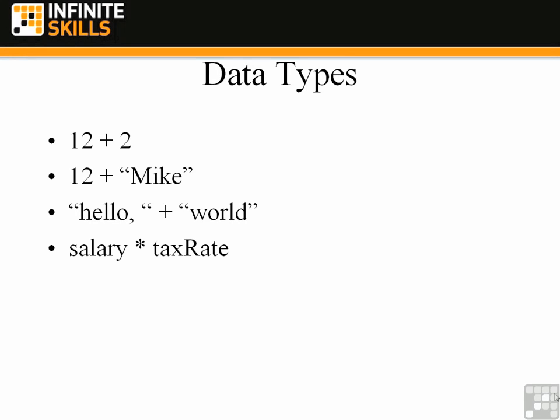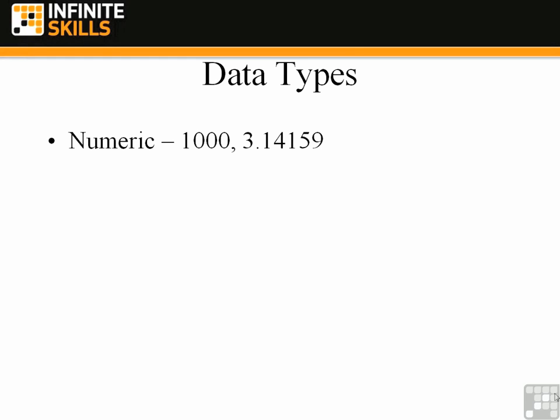Another example of an expression that would be allowed if the data types are correct is salary times tax rate. Here we have two identifiers, salary and tax rate, which are being used as variables. And as long as salary and tax rate have both been declared as variables that store numbers, then this expression is allowed.